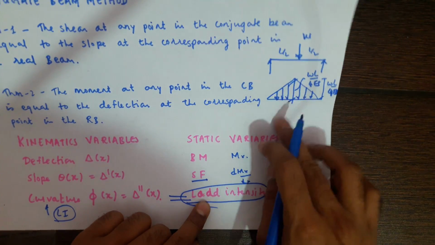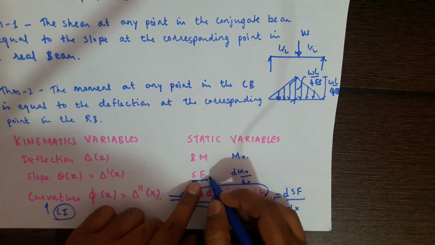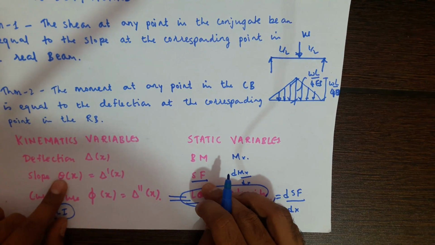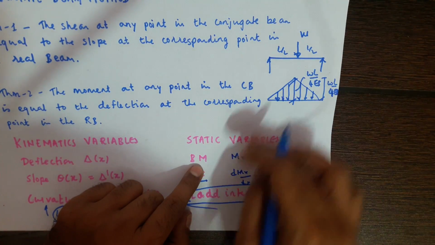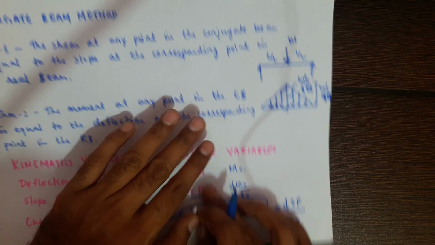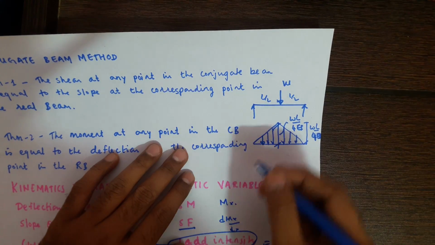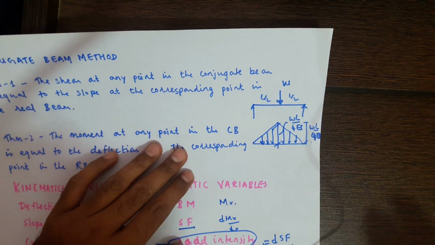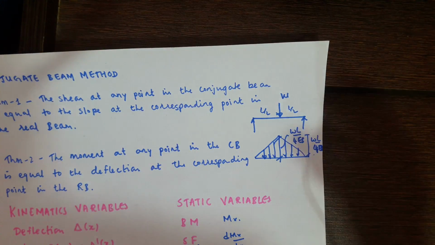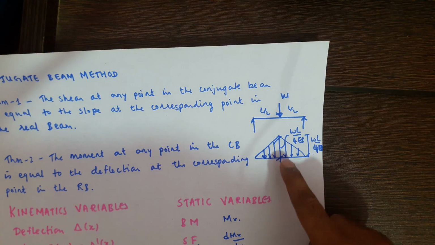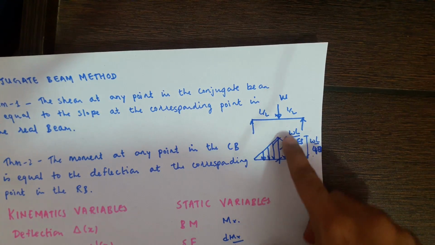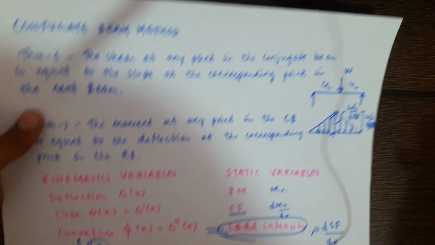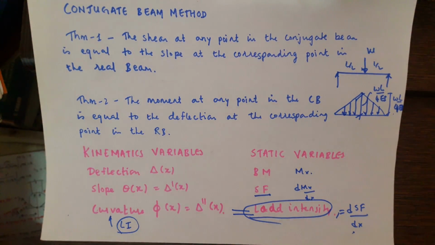We have to take this as a load, and shear force in this conjugate beam will be equal to slope in the real beam, and bending moment in this conjugate beam will be equal to deflection in the real beam. We just have to see what boundary condition we have to provide. We will see, but first we have to convert it into a conjugate beam, which can be done by having the curvature diagram and applying some boundary condition. We will see what the various boundary conditions are.